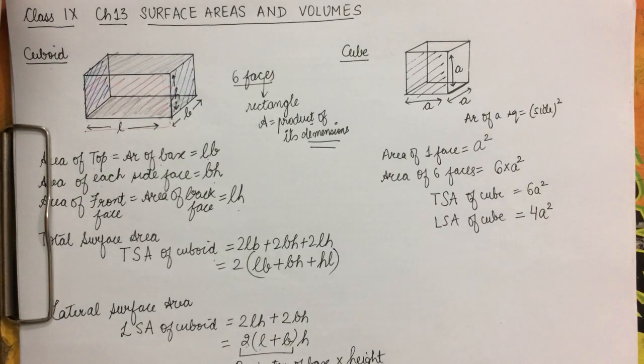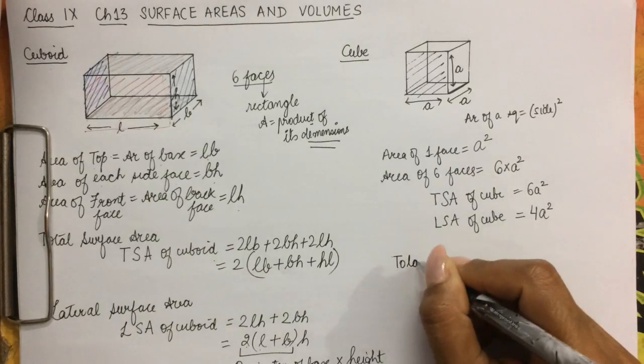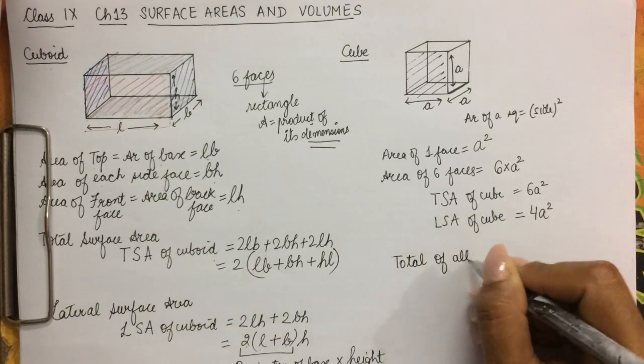So this is what we have, and these are the formulae that I will be using to do exercise 13.1. Along with this, there is one more relation that we would like to learn here. If we have to find out the total of all the edges, either for a cuboid or for a cube, the total length of all edges.